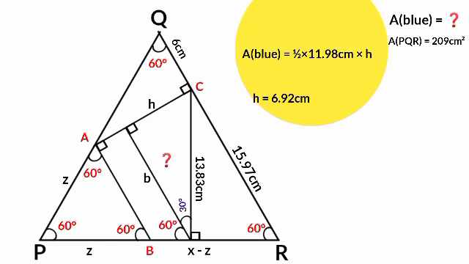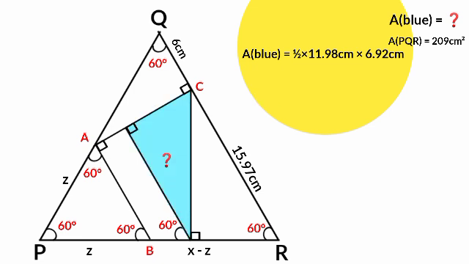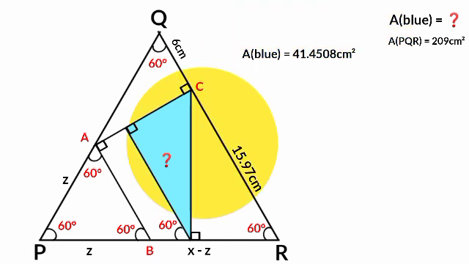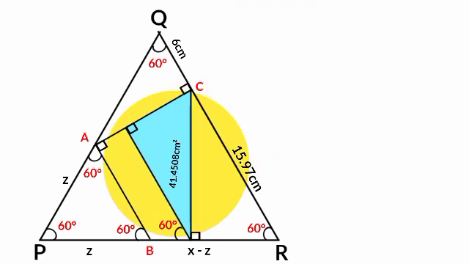If we substitute here, blue area equal to 1/2 times 11.98 centimeters times 6.92 centimeters, which is 41.4508 centimeters square. So the blue area which you are asked to calculate is 41.4508 centimeters square.